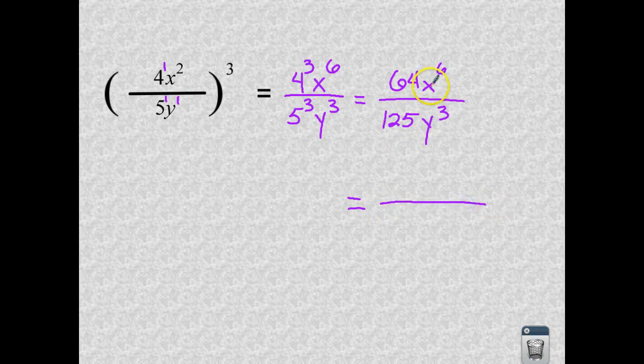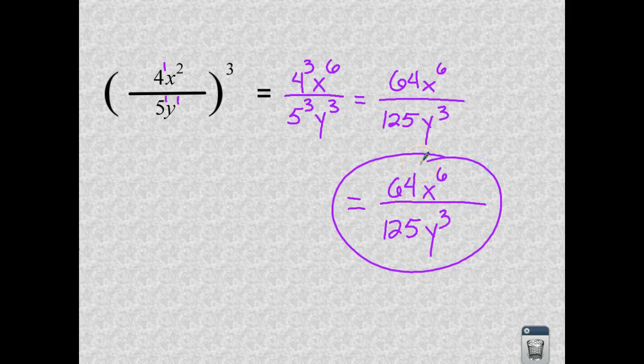And then we have these variables, x and y. Now, since these are not the same bases, we cannot subtract these exponents. They must be the same variable, and they're not. And I don't believe we can reduce these any further. So I'm just going to recopy it for you. It's the same answer as above. Final.